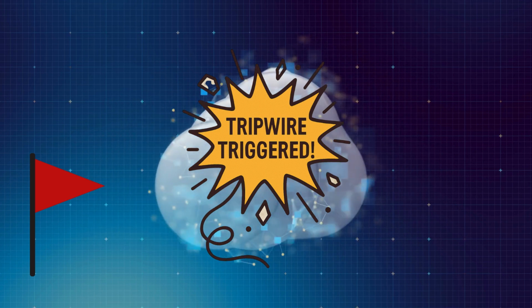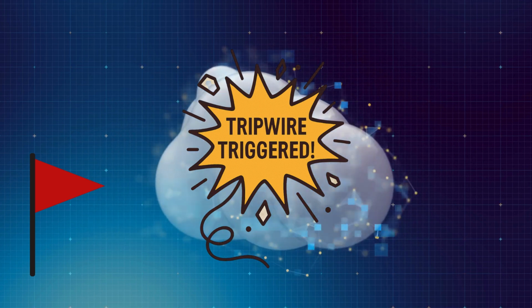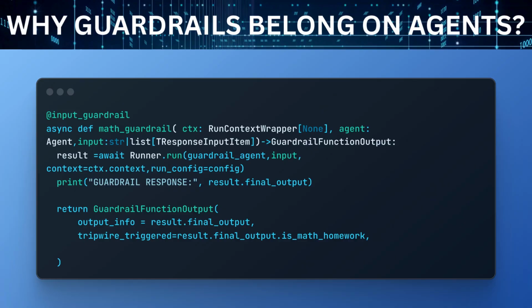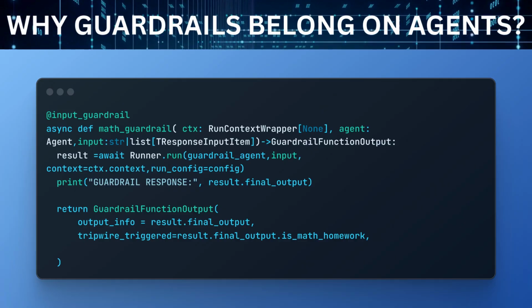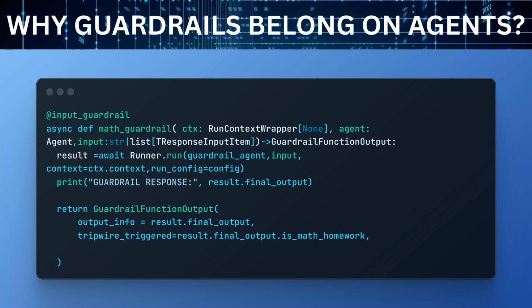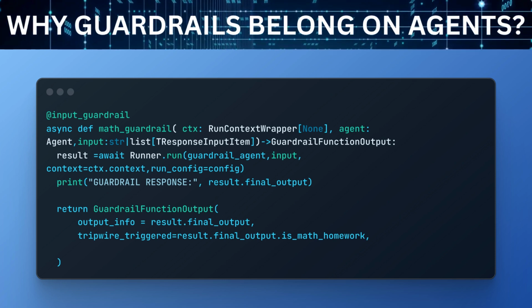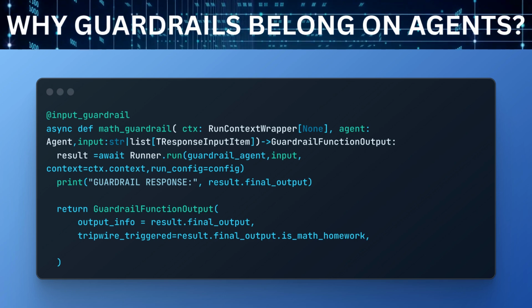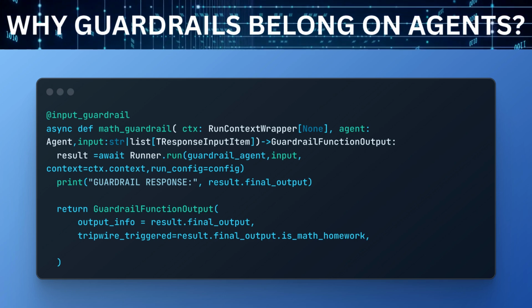If the input or output crosses the line, the tripwire is triggered and the agent stops cold, saving you time, money, and risk. For example, this is our input guardrail. And this will handle input related to math homework. And it will be passed to Math Assistant. It is a basic example of setting up an input guardrail that blocks inappropriate language or off-topic queries.